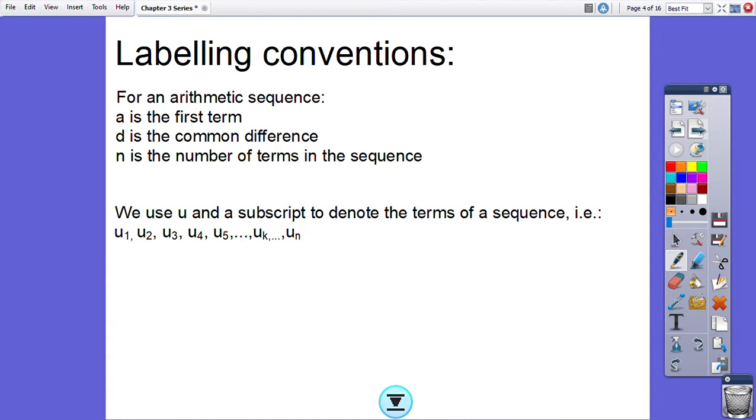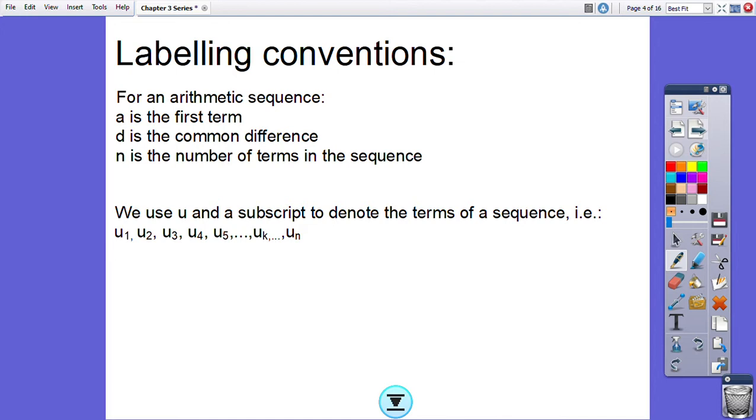But U2 is also the second term in the sequence. U3 is the third term. U4 is the fourth term. U5, fifth term, etc. A general term somewhere in the sequence would be Uk, and then right at the end, the last term in the sequence would be Un.